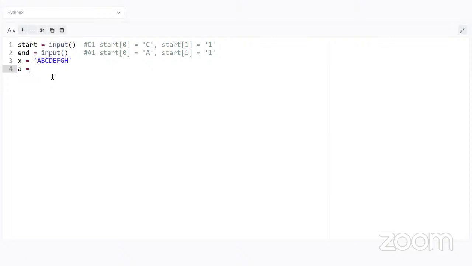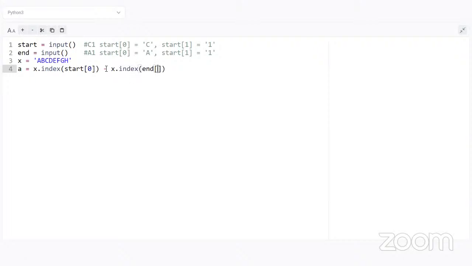Let A equal x dot index of start of 0. What does this give? Let's say start of 0 equals C, right? Then what does this x dot index of C give? It gives 2, right? 0, 1, 2. Yes, 2. In X, the position is 2. Yes. Perfect.